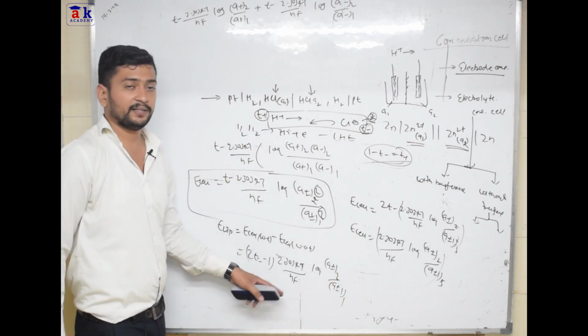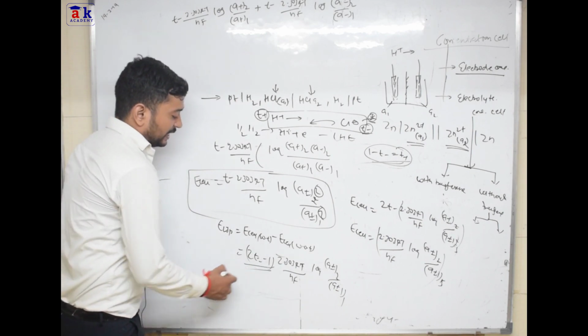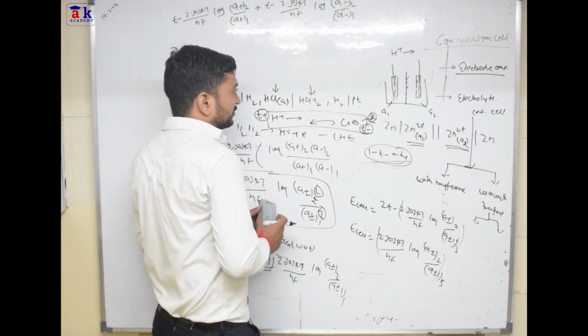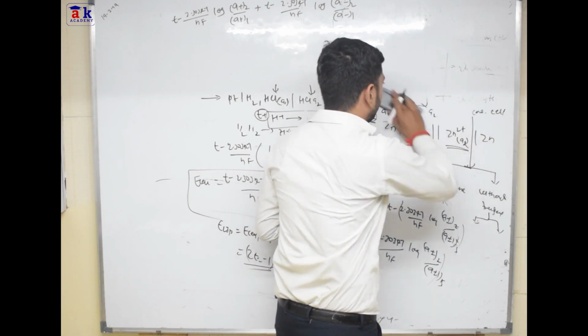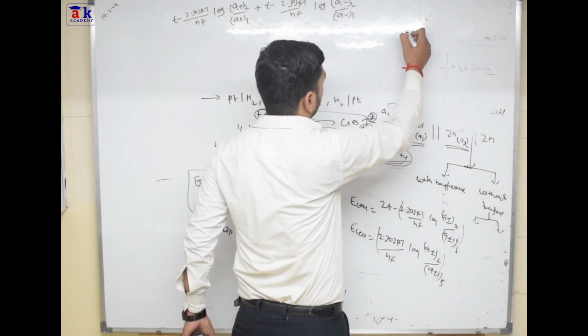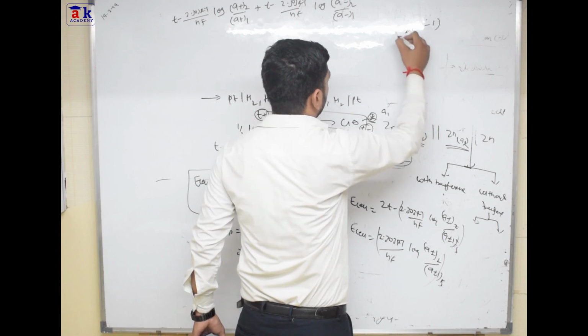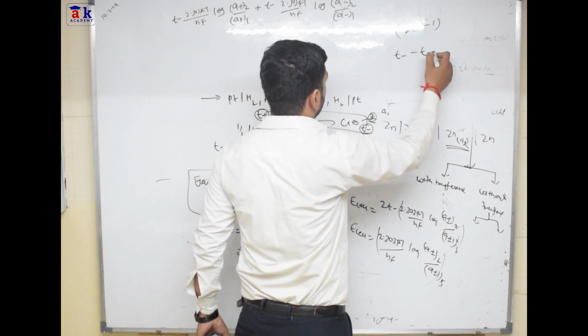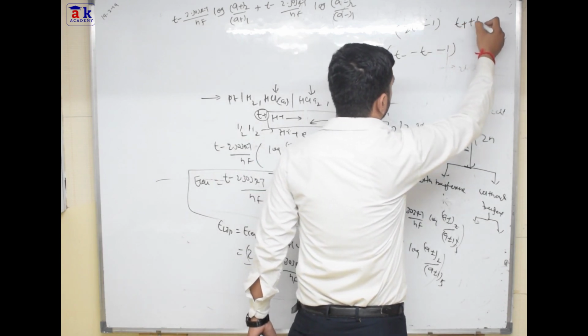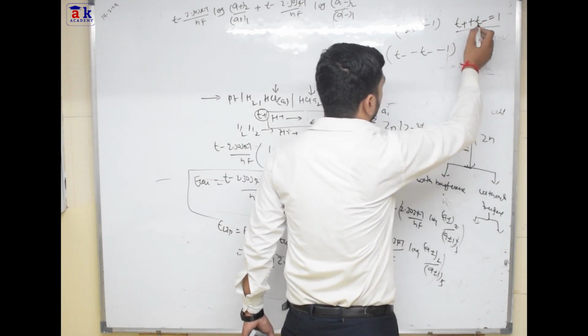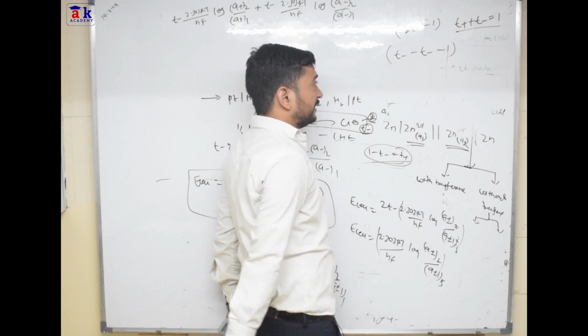This is what we will get, right? And here we have 2t minus 1. Now let's understand the importance of this. If we have 2t minus 1, this can be written like t minus minus 1. So t plus plus t minus is equal to 1. So t minus is equal to 1 minus t plus.